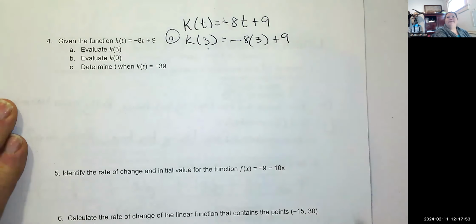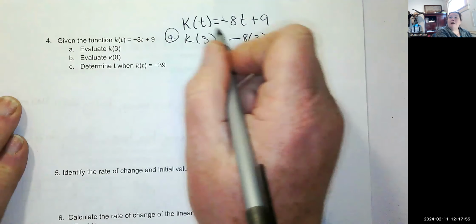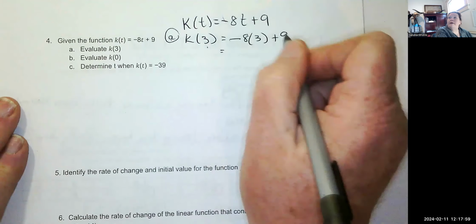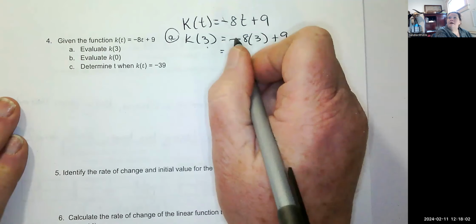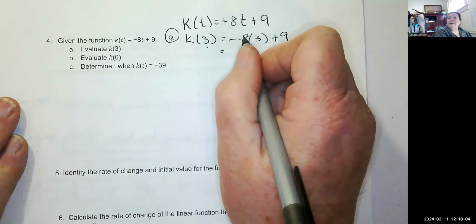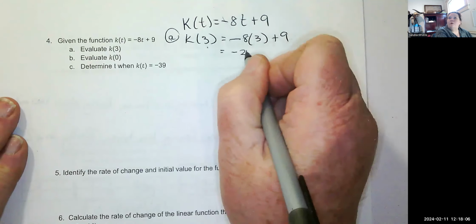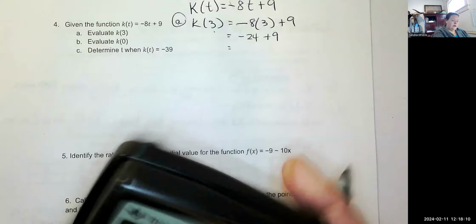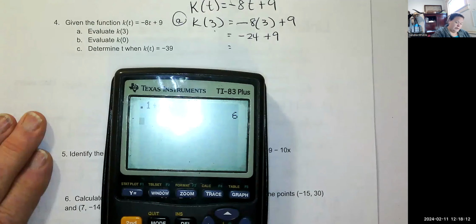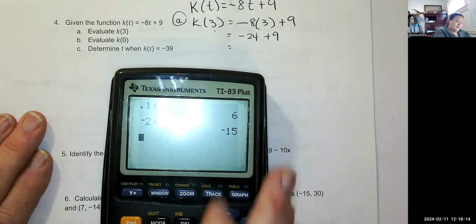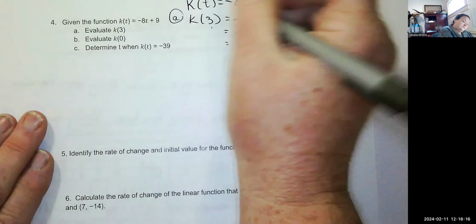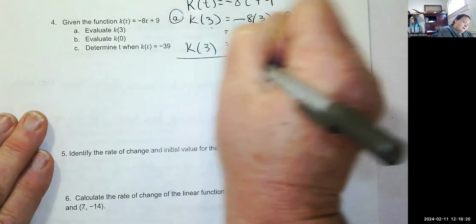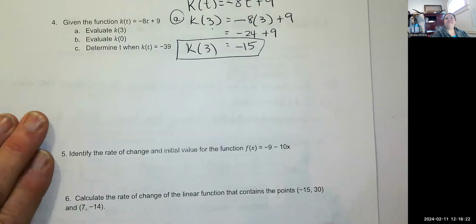Now, we're not solving for k. So this is just k of 3. We're only solving this expression over here on the right. We need to multiply these two numbers first. -8 times 3 is -24. And then we can add the 9. Negative 24 plus 9 is negative 15. So your final answer is k of 3 is equal to negative 15.